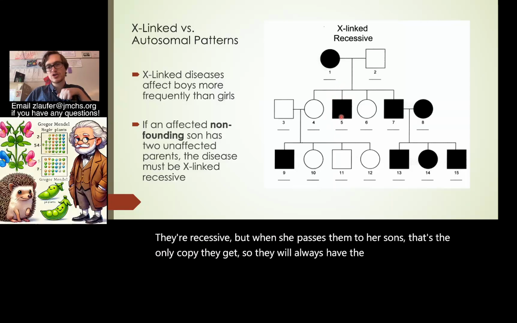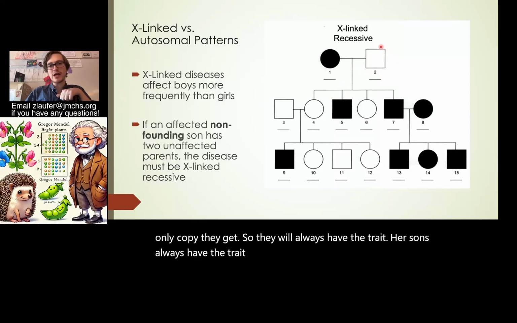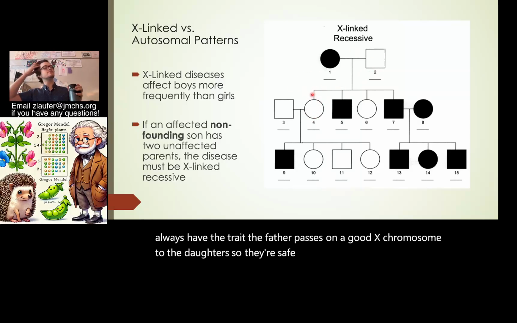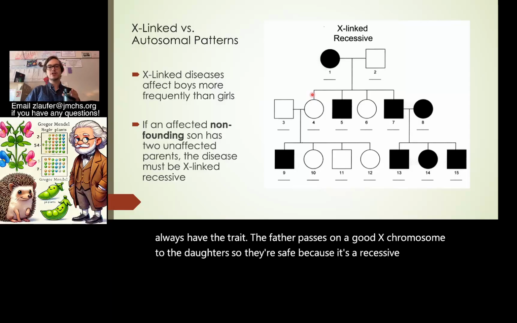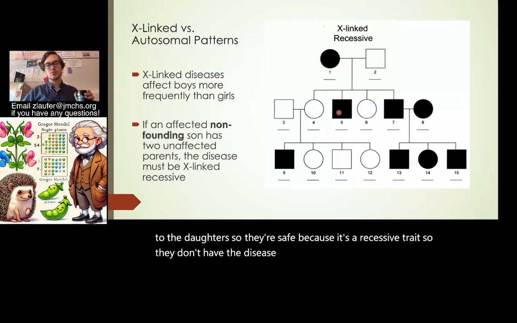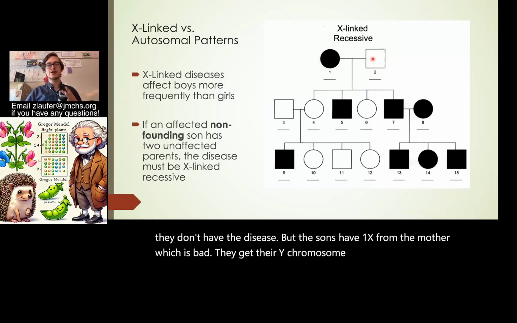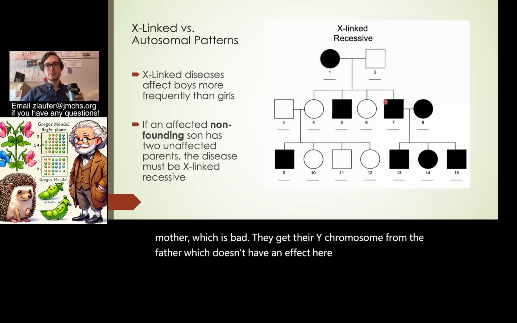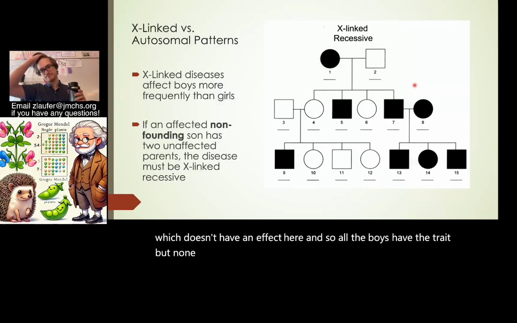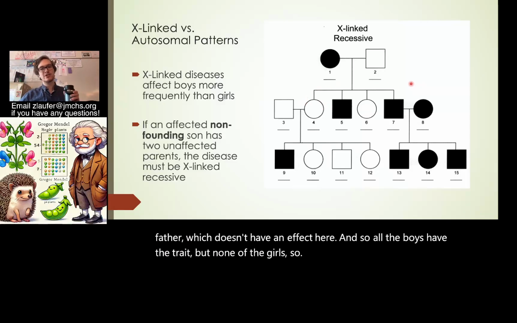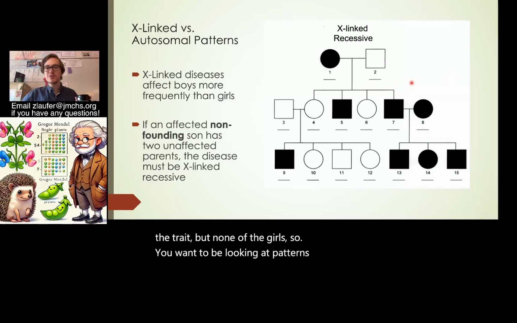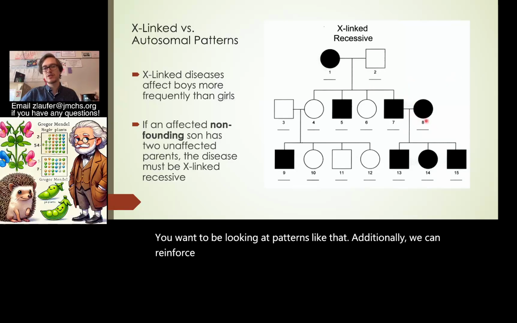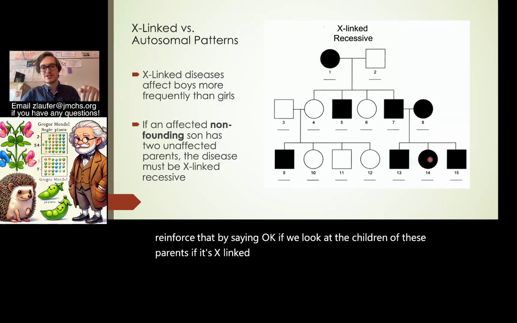Her sons always have the trait. The father passes on a good X chromosome to the daughters, so they're safe because it's a recessive trait. So they don't have the disease, but the sons have 1 X from the mother, which is bad. They get their Y chromosome from the father, which doesn't have an effect here. And so all the boys have the trait, but none of the girls. So you want to be looking at patterns like that. Additionally, we can reinforce that by saying, okay, if we look at the children of these parents, if it's X-linked recessive, they should all have the disease, and they all do.